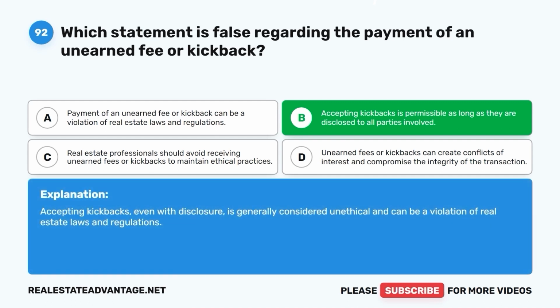Accepting kickbacks, even with disclosure, is generally considered unethical and can be a violation of real estate laws and regulations.